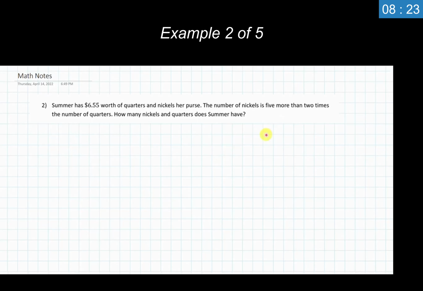So with the second problem, we're told Summer has $6.55 worth of quarters and nickels in her purse. The number of nickels is 5 more than 2 times the number of quarters. How many nickels and quarters does Summer have? So making a visual of this, I have nickels and quarters that are mixing together.